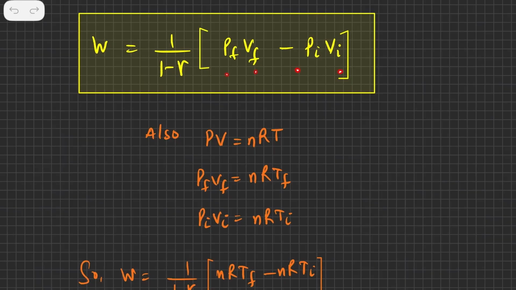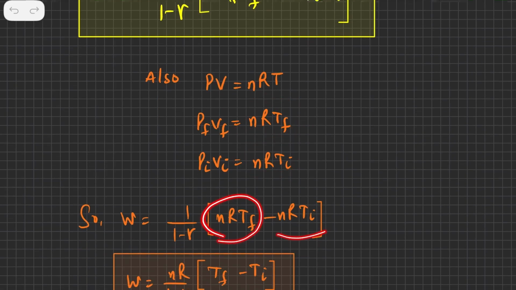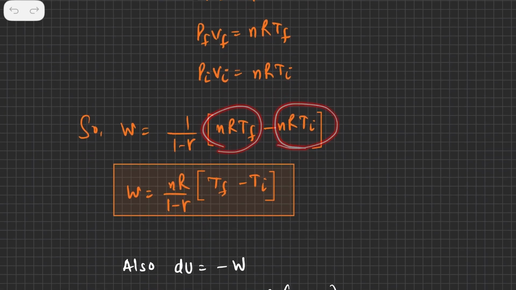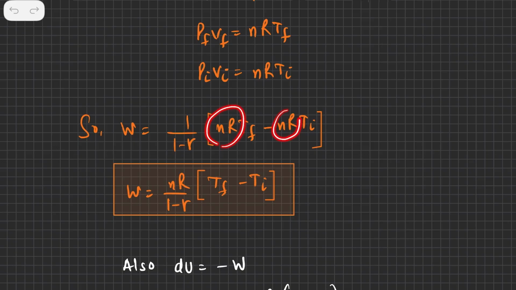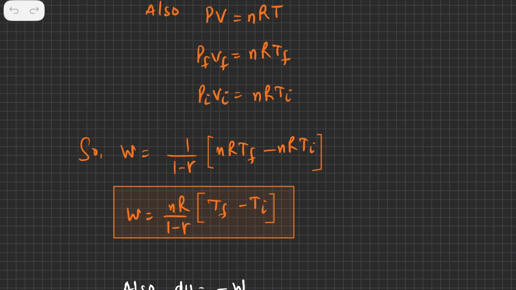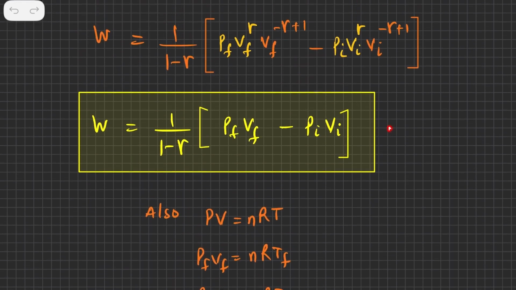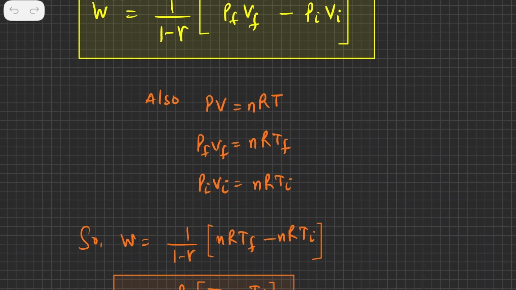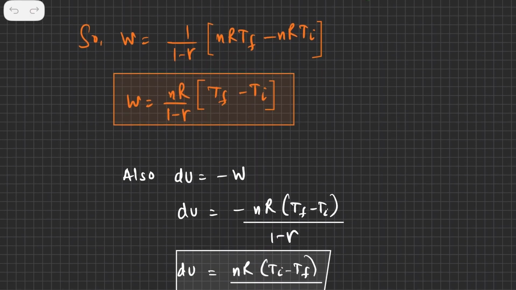Now, PFVF minus PIVI, I'll put the values here as PFVF and PIVI as nRTF, nRTI. So value has been put, nRTF, nRTI. Now, nR is a constant, nR is common, so I'll take nR outside. So nR comes outside, 1 minus gamma as it is, and tf minus ti remains. So this is an equation which contains temperature, and this is an equation which contains pressure and volume. So this is what it is.